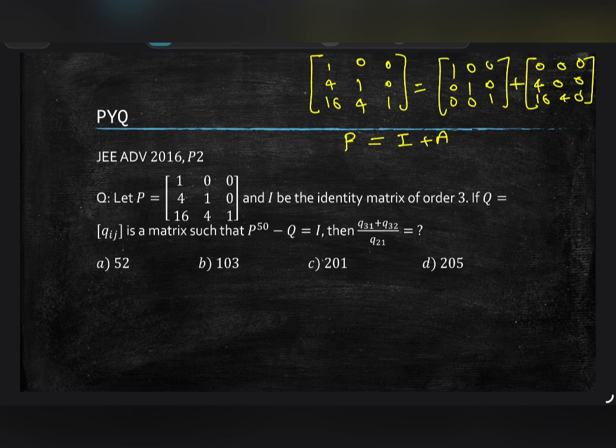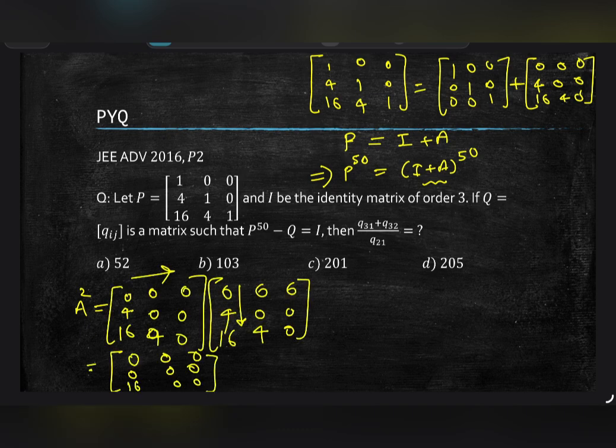Apply power 50 on both sides. So P power 50 will be (I plus A) to the power 50. Now after this we'll apply the binomial, and we can apply the binomial since I and A commute. Whenever two matrices commute, we can easily use the identities. Before that I'll check A square, A cube, and so on. A square will be A into A. So for A square we got row 1 and row 2 completely 0, and in row 3 we are getting 16 0 0.